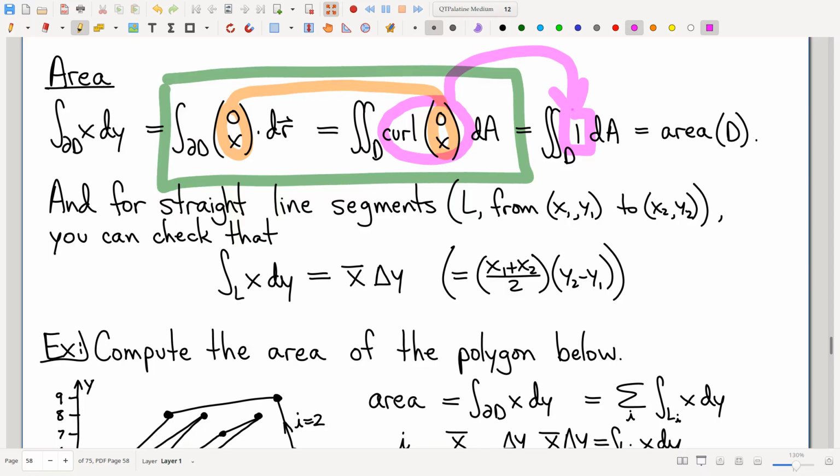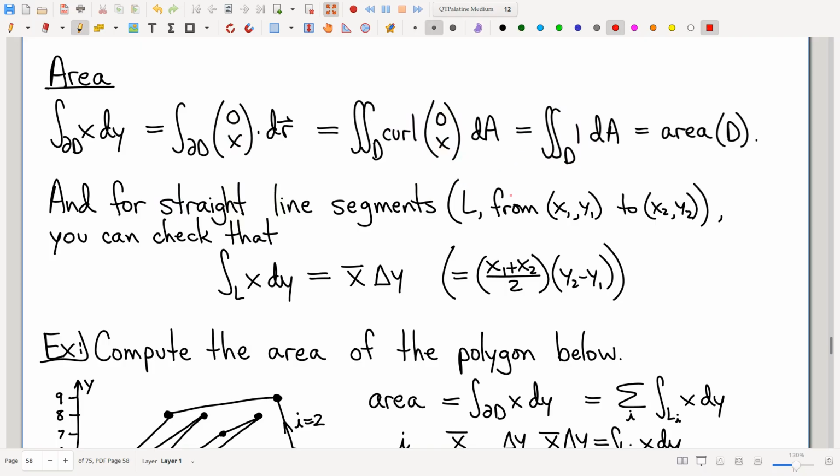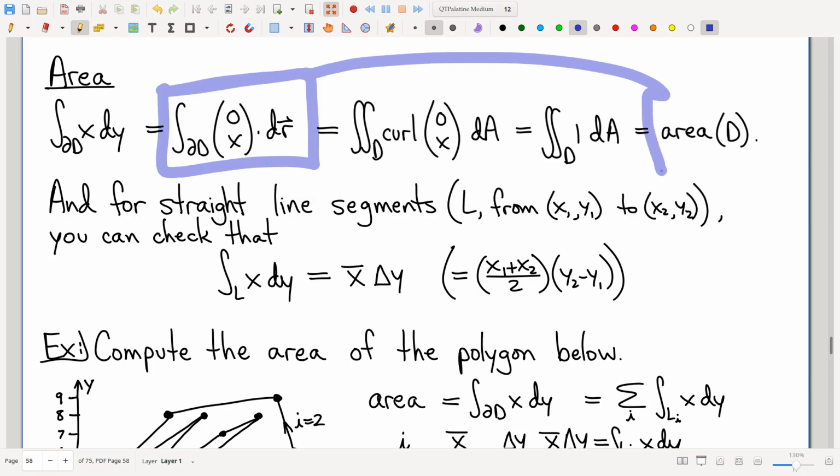And why is that cool? Well, because the double integral of curl turns into the double integral of 1, which is literally area. So we have this really surprising result. Just because I chose a special vector field, we have a line integral computing the area of the region that our curve is going around. A boundary line integral computes the area of what's inside of it in this case. Isn't that weird? I think that's super strange.